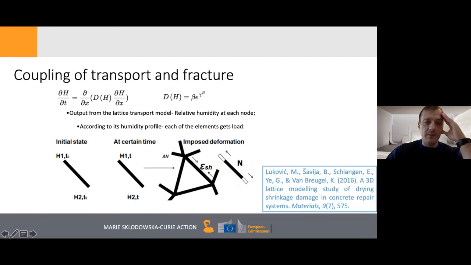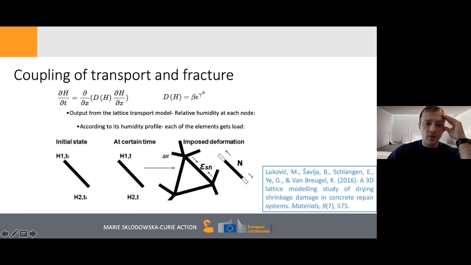But in any case, the implementation is relatively similar to what we had so far for the chloride transport. But what we do here is use the output from the lattice transport model, which is relative humidity at each node, to calculate the load in each lattice element according to the relation I showed in the previous slide. So this is how it looks in a simple way.